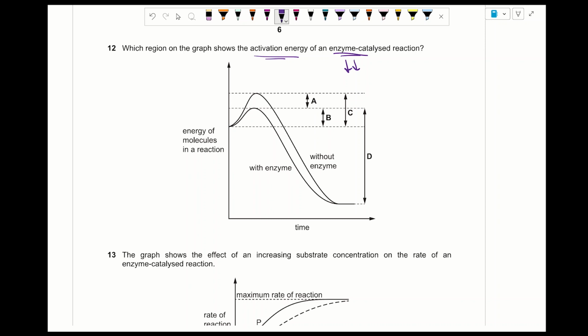So let's see the suggestions that we have here. So the activation energy is always the part that pops up in this graph. Therefore, we just mentioned that the enzyme has a lower activation energy, therefore the answer must be B.